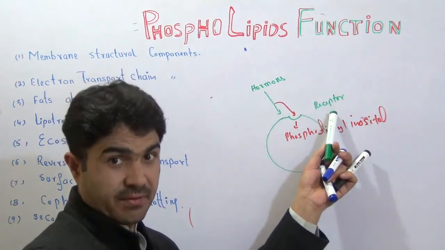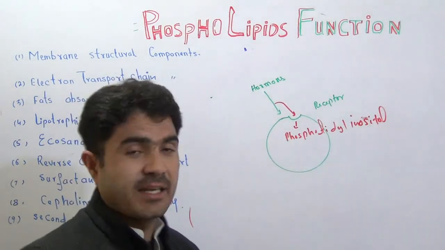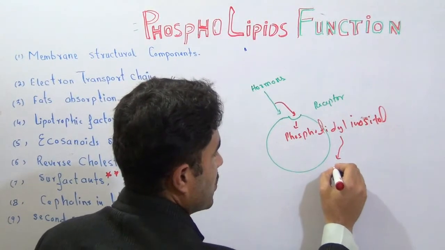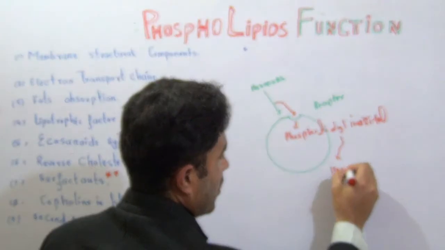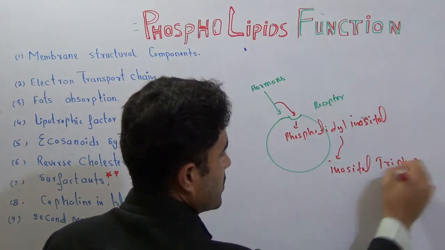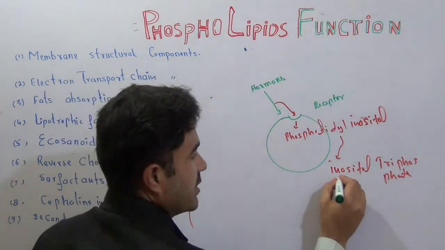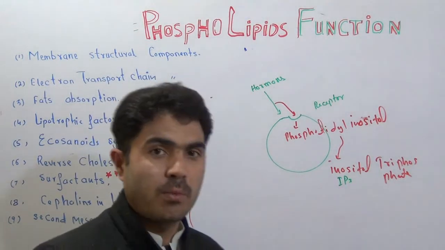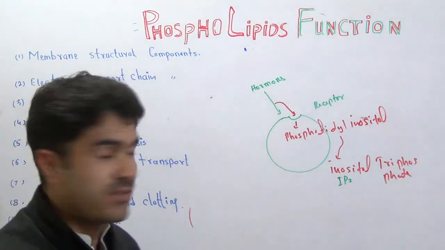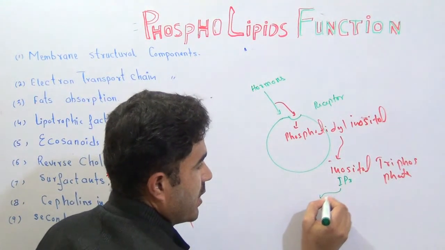When the receptor is activated, means when the hormone is attached to the receptor, that phosphatidyl inositol will break up. It will give us inositol triphosphate, which we call IP3. From the pharmacology point of view, students know very well that IP3 is a very well known secondary messenger. Inositol triphosphate.